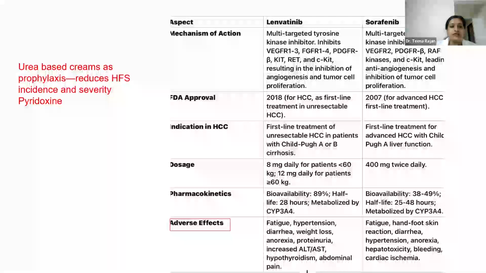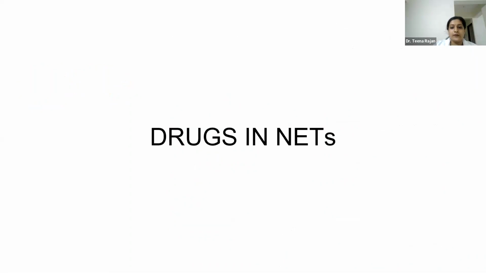So if you're using sorafenib and a patient is having hand-foot syndrome, we all know urea-based creams can be used as prophylaxis, which can decrease the incidence and severity of HFS.